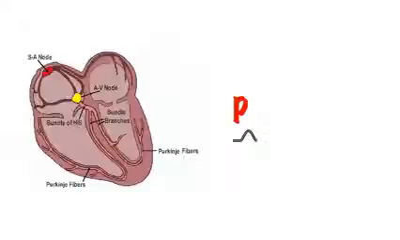The impulse arrives at the AV node, which hangs onto the impulse for a short period of time to allow the atria to finish contracting and the ventricles to fill. Think of the AV node as a bit like a gatekeeper.